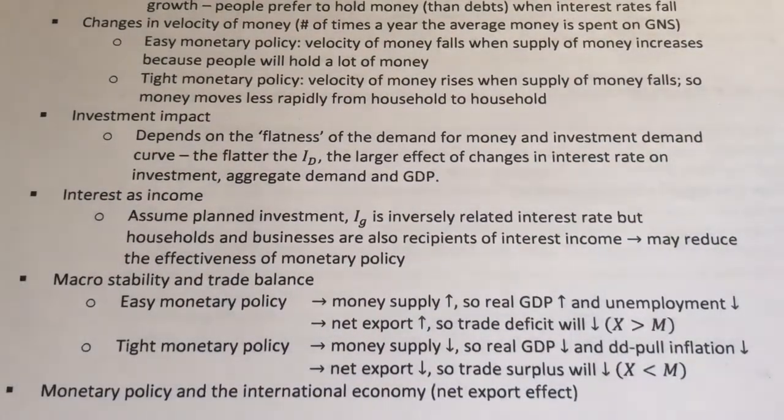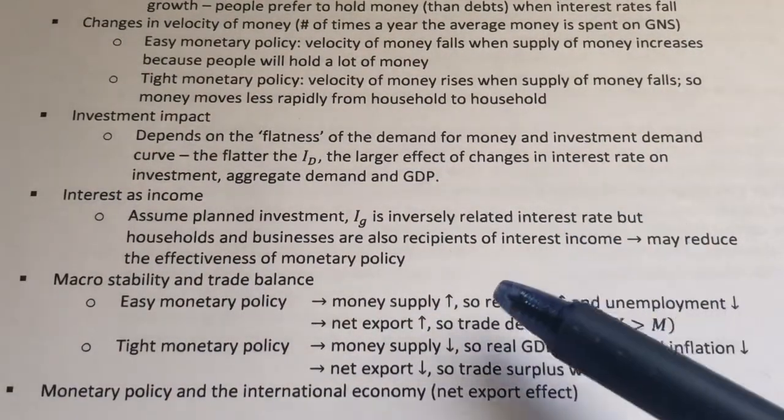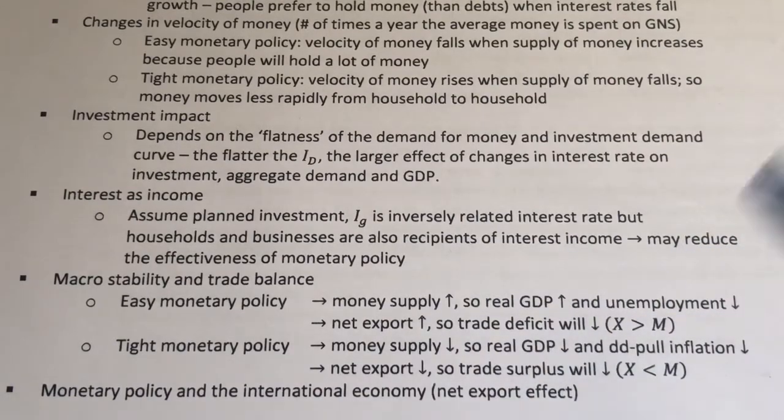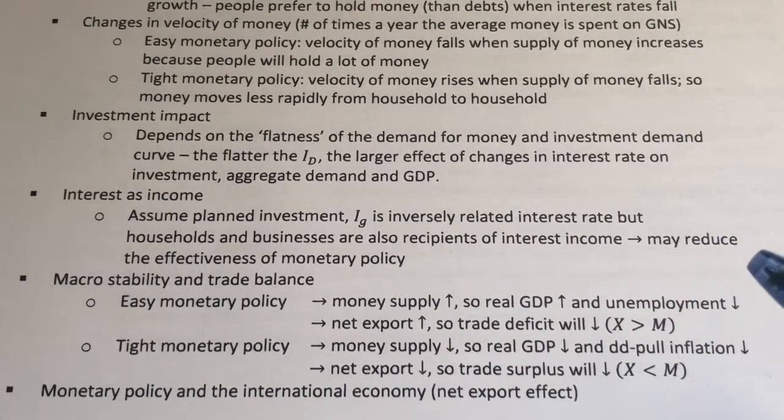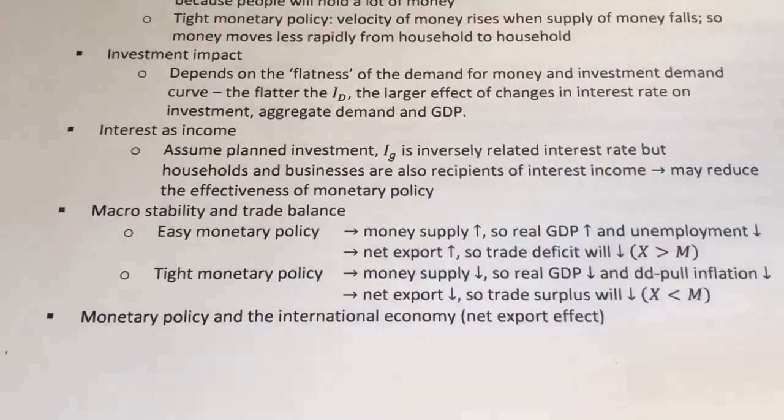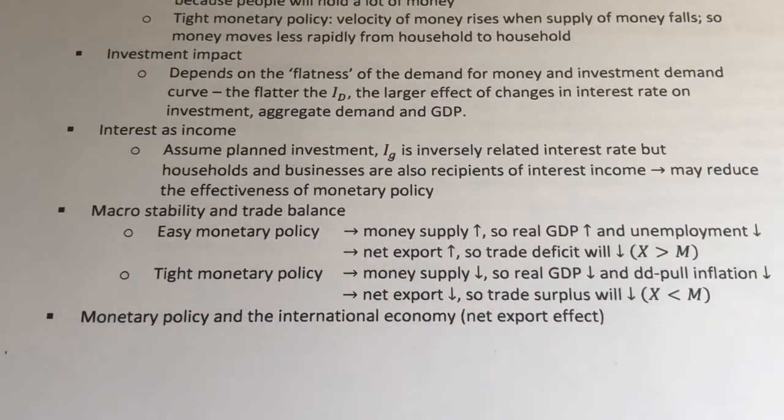There's also the conflicting problem of interest as income, because as we know, interest is one of the determinants of planned investment, right? So we know that planned investment is inversely or negatively related to interest rate. However, households and businesses are also recipients of interest income. So this may reduce the effectiveness of monetary policy. Now, the last two points here, again, are not really a problem, but rather we just want to say that monetary policy does have a strong link with macro stability as well as international trade.